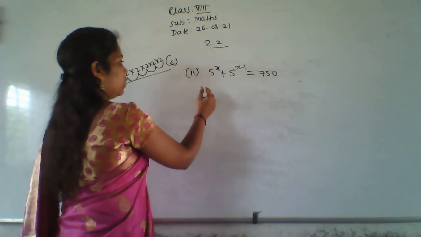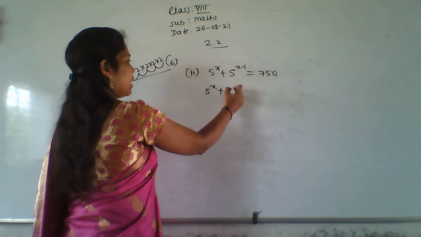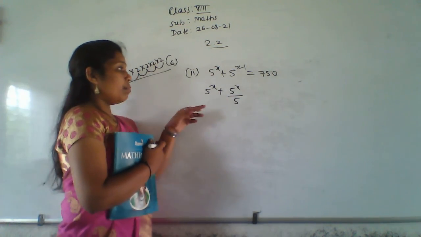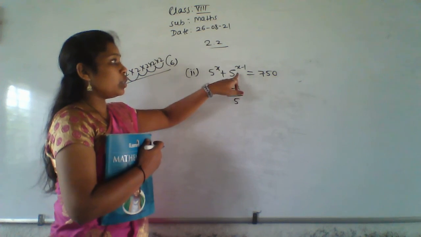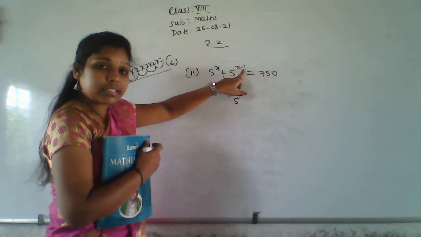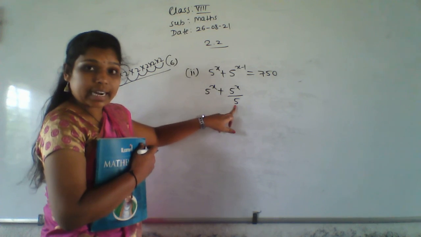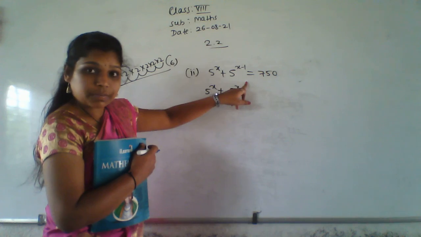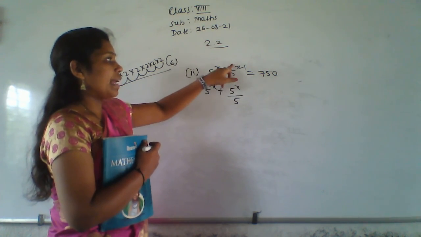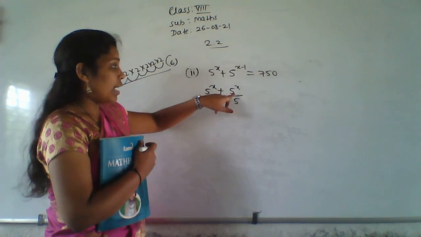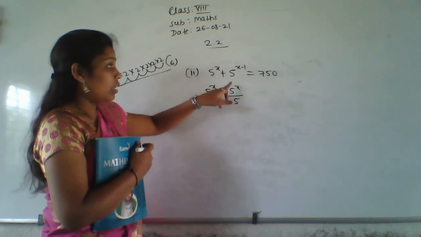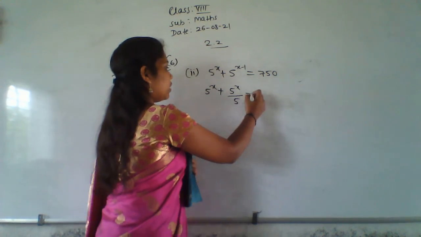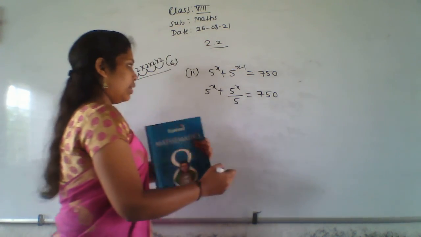Okay, see here, 5 to the power x. So this can be written as 5 to the power x divided by 5. Why? Because if the minus 1 is there, it will be in the denominator, right? If you take this 5 to the numerator, it will become 5 to the power minus 1. So 5 to the power x minus 1 can be written as 5 to the power x divided by 5, because 5 to the power minus 1 is nothing but 1 by 5. So that is equal to 750.